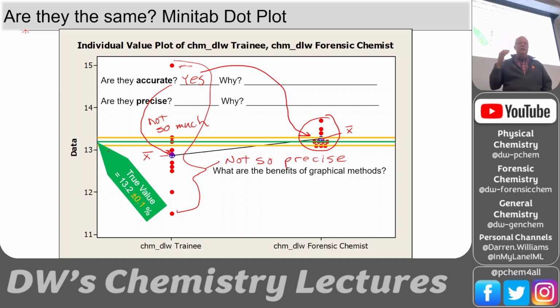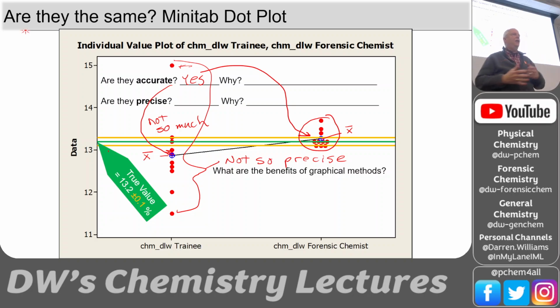So now what's the downside of graphical methods? We see the little blue dot for the mean, but we don't have the numerical value. So we don't see the numbers here. We just see the graphical representation of the numbers. And so the benefits are that it's instantaneous, but it doesn't give us a number for the precision. Like I can't look at this graph and tell me what the standard deviation is here. I know it's big, but I don't have a number, right?